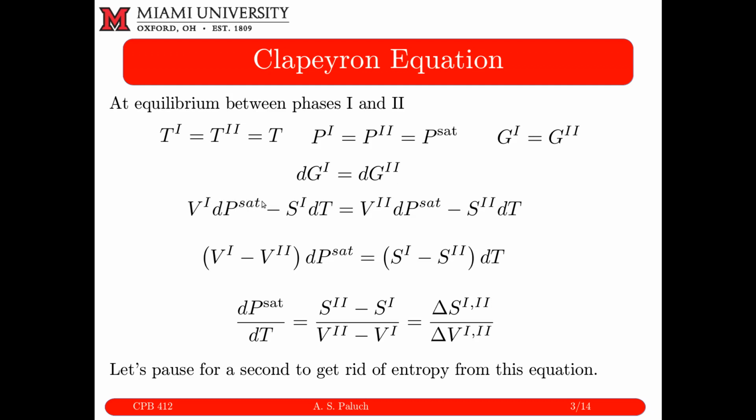And then the next step: P and T are the same in the two phases, so we just collect terms and then rearrange. So we get that dP/dT is equal to delta S over delta V. Okay, and so next we're going to work on getting rid of this delta S term here.